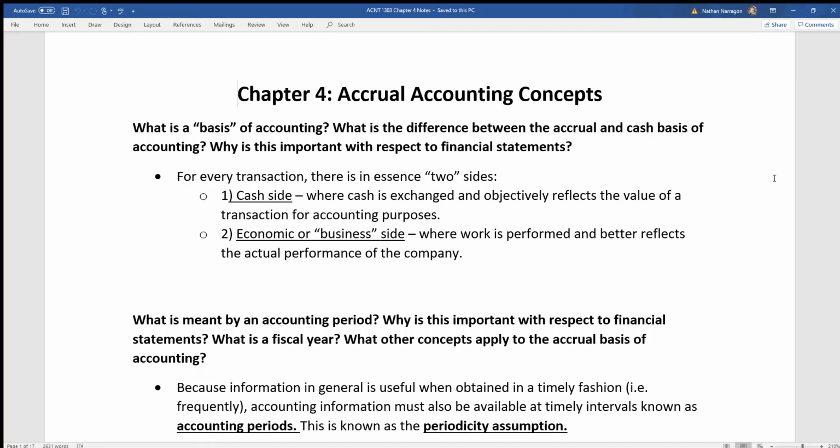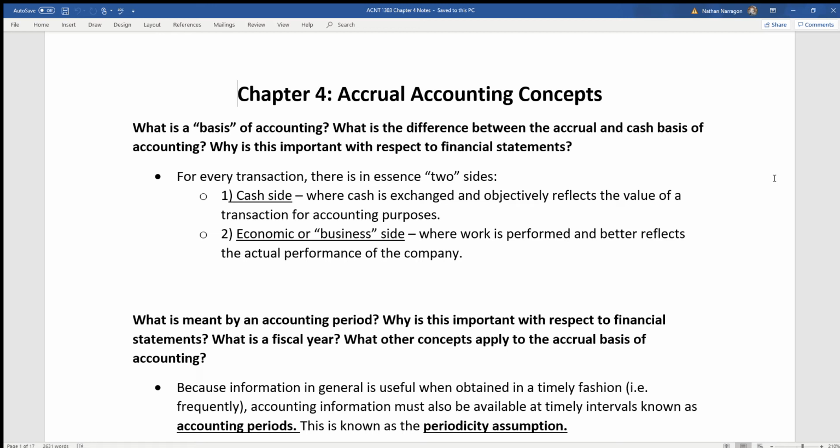Welcome to Chapter 4 lecture. Now, due to unforeseen circumstances, I'm going to go ahead and record this lecture as well as going over it in class. So, Chapter 4, Accrual Accounting Concepts.